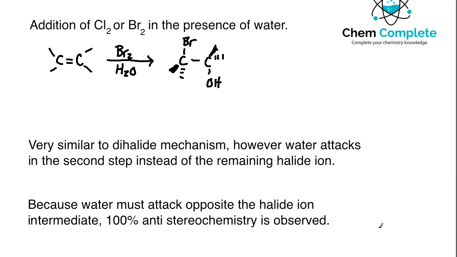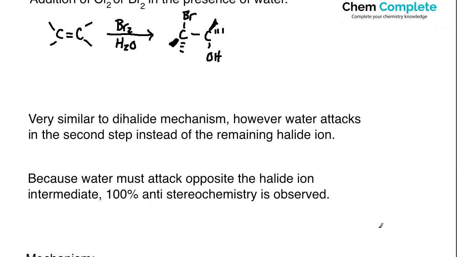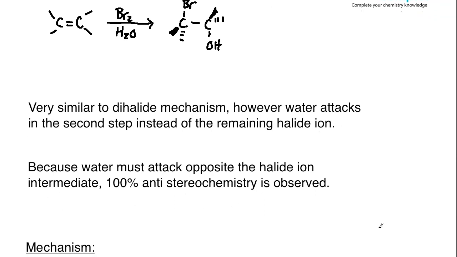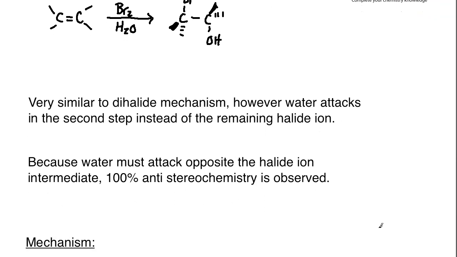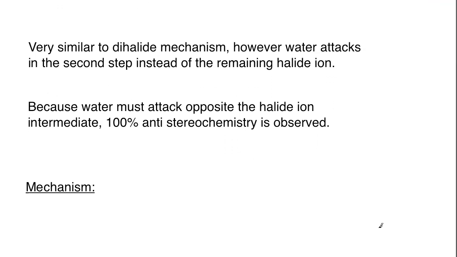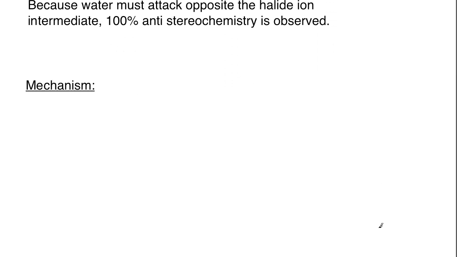Now, similar to the dihalide addition, because water must attack opposite the halide ion intermediate, we are going to observe 100% anti-stereochemistry in this reaction, meaning that the bromine or chlorine will add on the opposite face or the opposite side of the molecule that the alcohol will. So let's take a look at this mechanism.